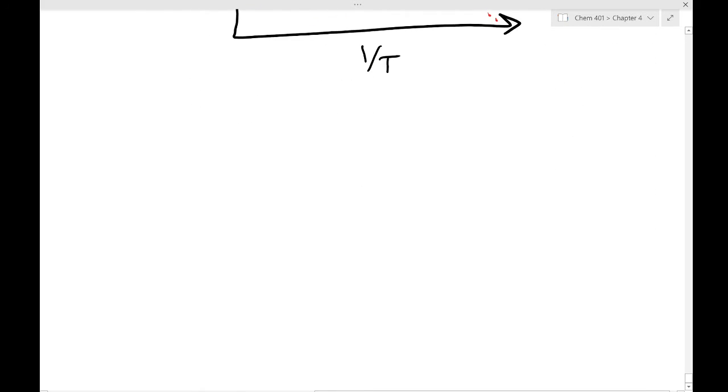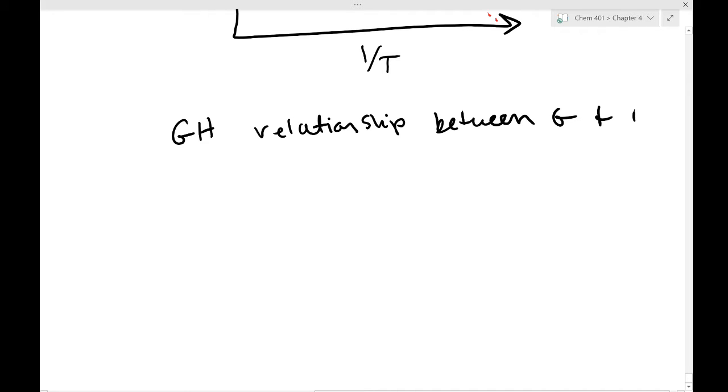Okay, so we have figured out that the Gibbs-Helmholtz relationship is a relationship between G and T. So this is the relationship between the Gibbs energy and temperature. What about the relationship between G and P? How do they relate to each other?